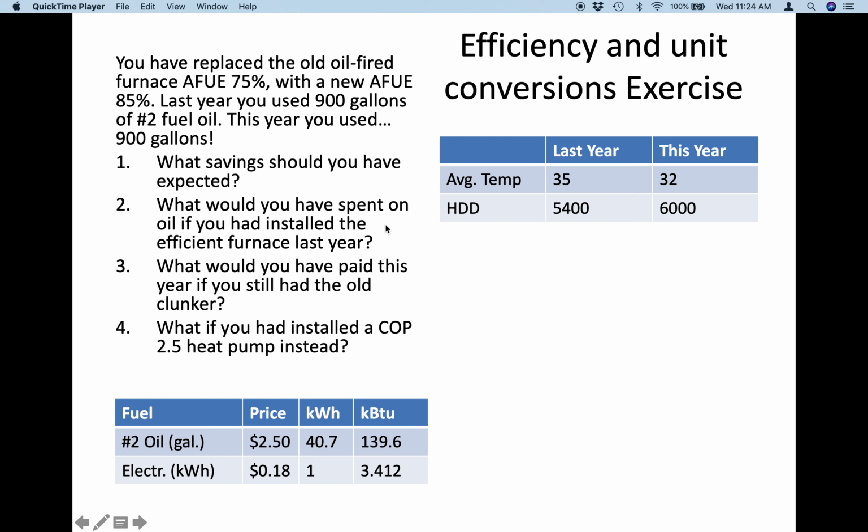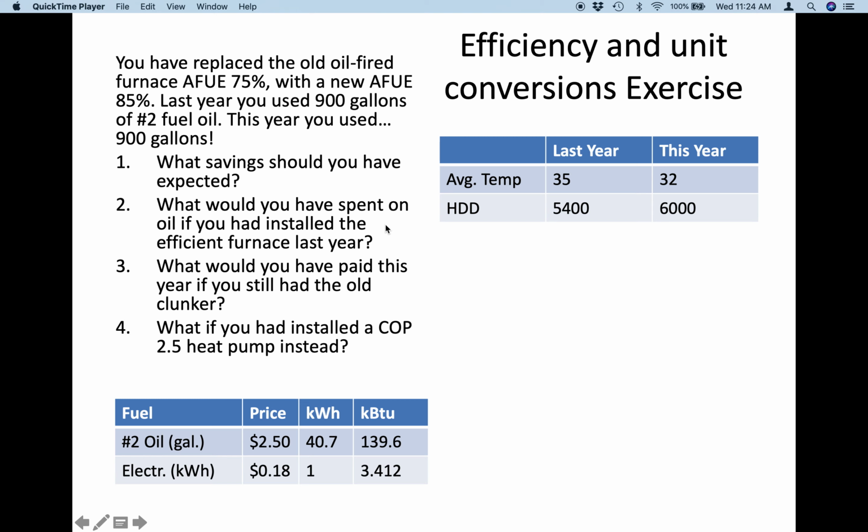It says you've replaced an old oil-fired furnace with an annual fuel utilization efficiency of 75% with a new one that's 85% efficient. Last year you used 900 gallons of fuel oil. This year, disappointingly, you used the same number of gallons. So, of course, our question is, what savings should we have expected? Could we blame it all on the weather, and how would we calculate that?